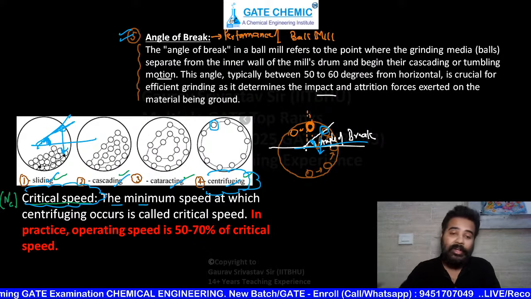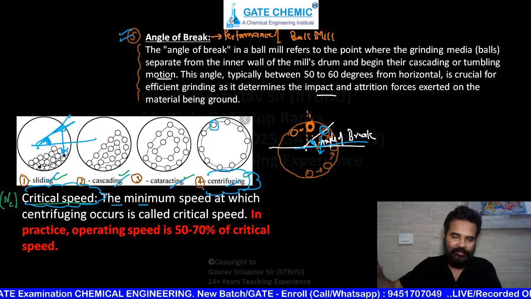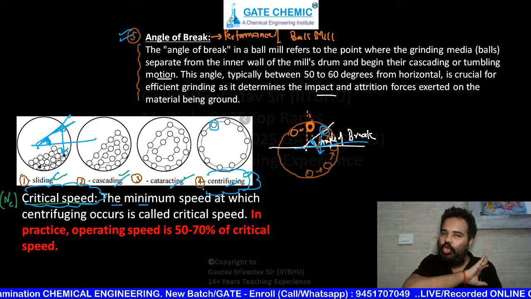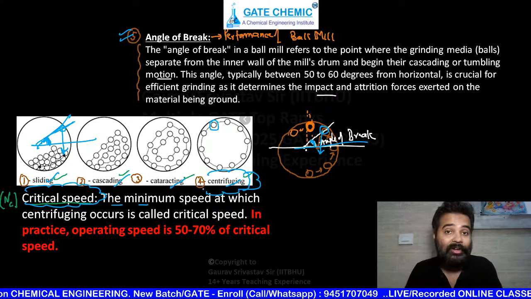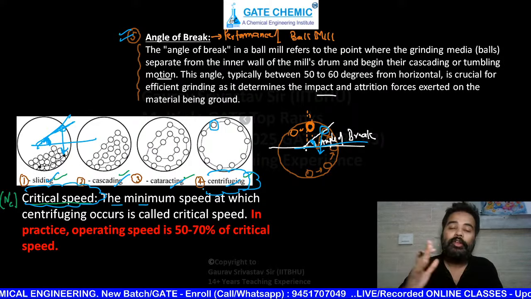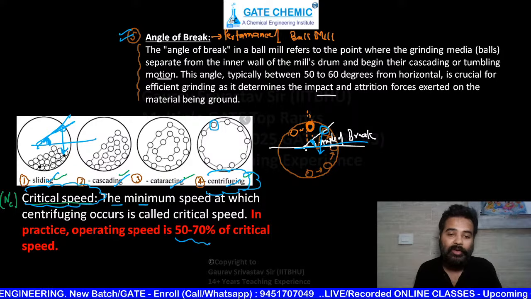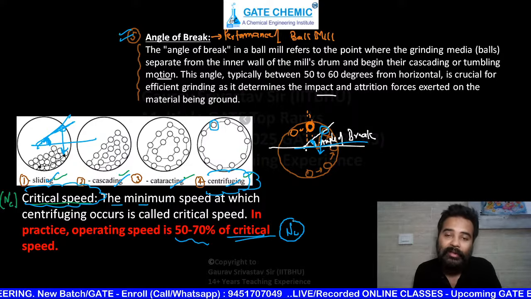So what is the meaning of centrifuging? Centrifuging means the balls now stick to the surface of the mill, and in this case, as you have seen, no grinding takes place. So this is not our desirable condition. We are not going to operate our mill at critical speed. So what is the operating speed? It is 50 to 70% of critical speed. Critical speed is represented by Nc.